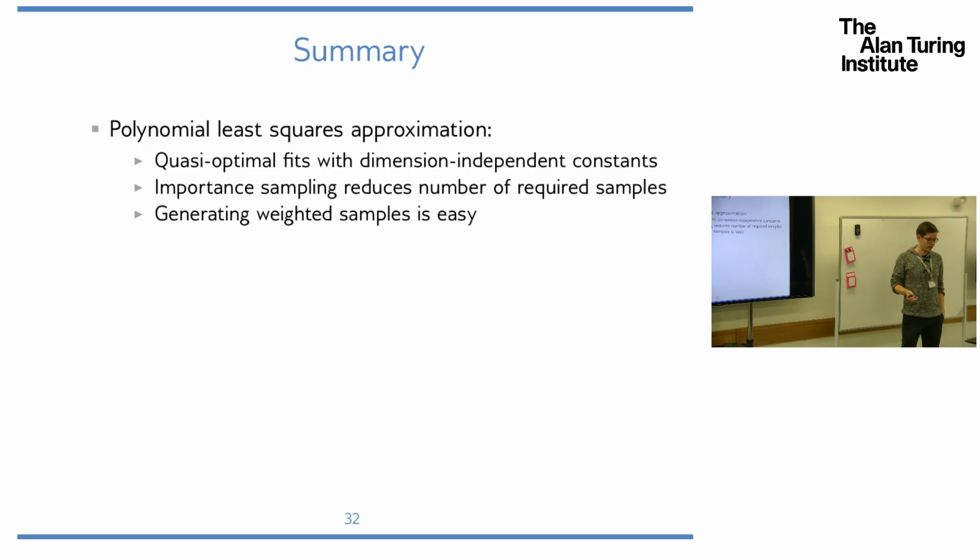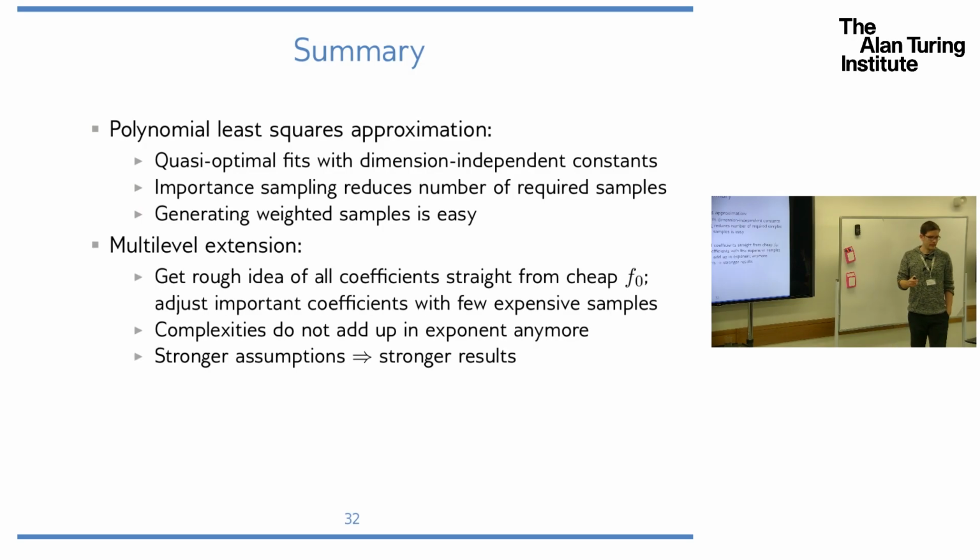And we've seen that it's quite easy to actually generate those samples from these, at first, a little bit complicated looking distributions. We have then seen that in the case where you cannot evaluate the function exactly, the most efficient thing to do is to first get a rough idea of all of your coefficients of your function by using a lot of evaluations of some cheap PDE solver. And then you only adjust the most important coefficients with less and less samples from the more expensive PDE solvers.